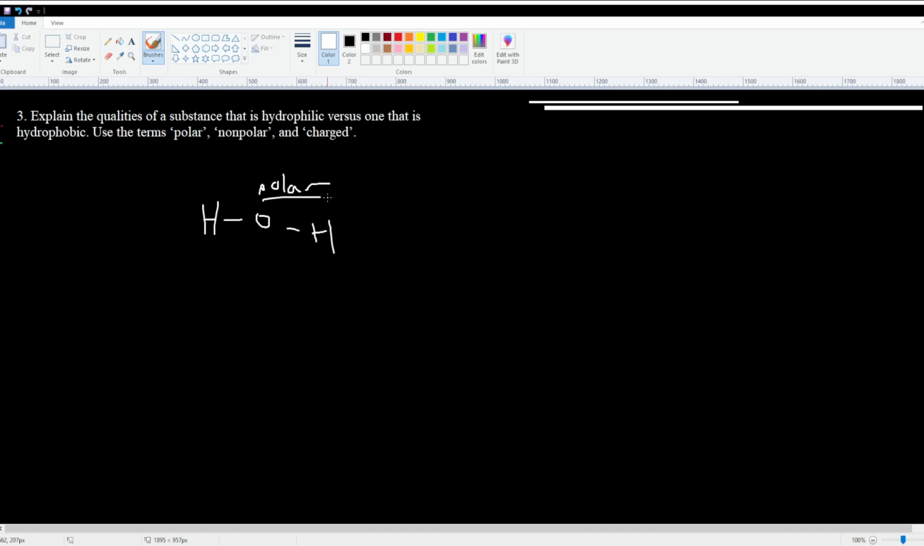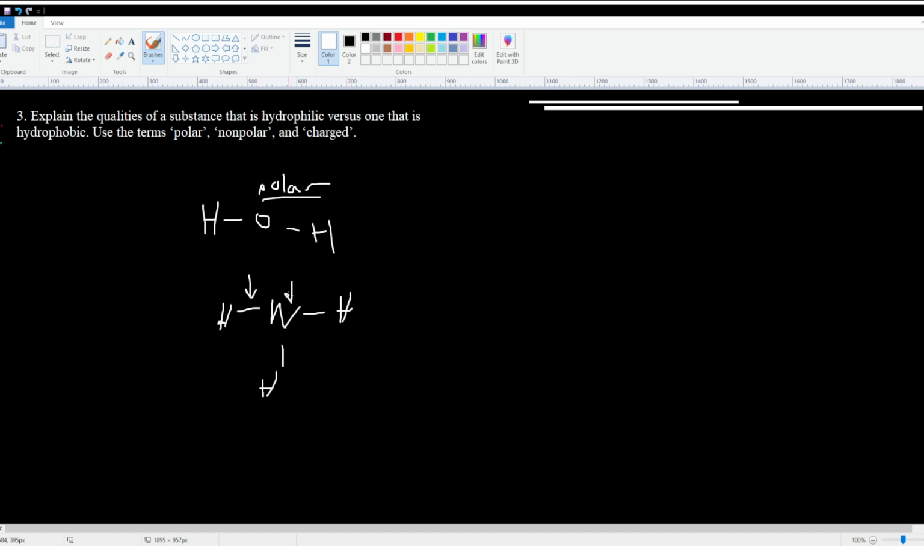And because it's polar, it's hydrophilic. And because it's hydrophilic, it's polar. It's a sort of vice versa thing. And then because this is polar, let's give the example of ammonia again. So N bonded to 3H, that's ammonia.